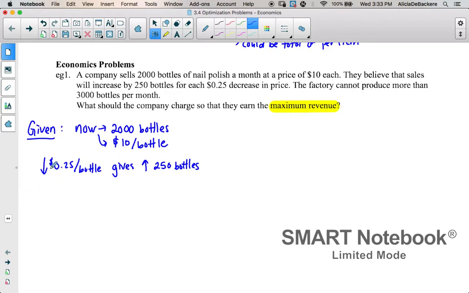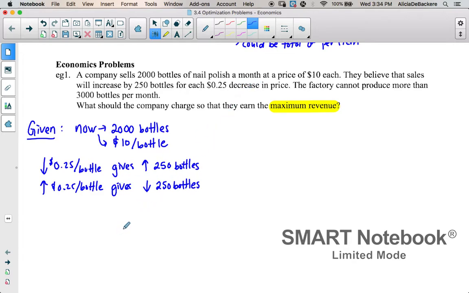But don't forget that that works in the opposite direction. So I can have a 25-cent increase. And if I increase the price of the nail polish, I would see a decrease in the number of bottles that I would sell. And maybe that's actually what's going to give me the best revenue, right? So I need to investigate that as well. I'm just keeping in mind that it's okay to have a negative decrease. That would just be an increase.